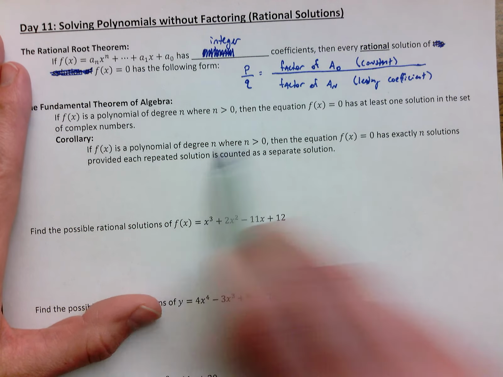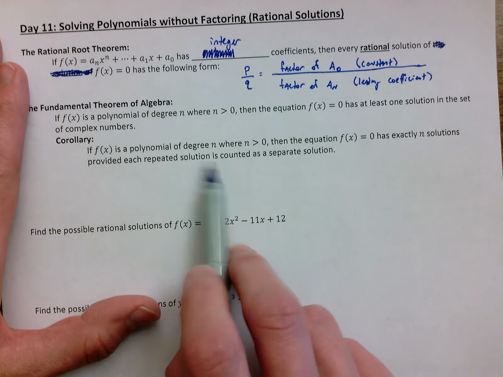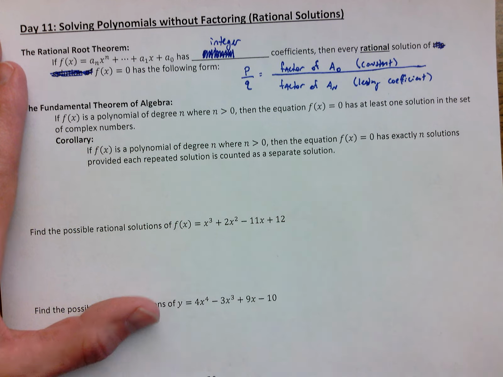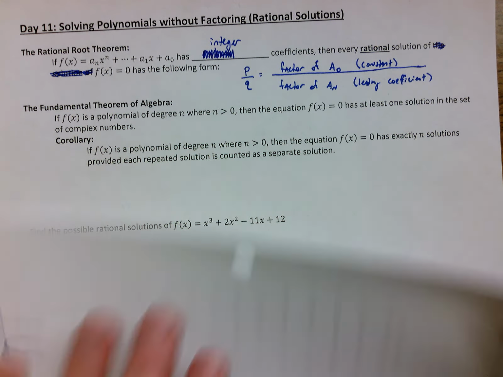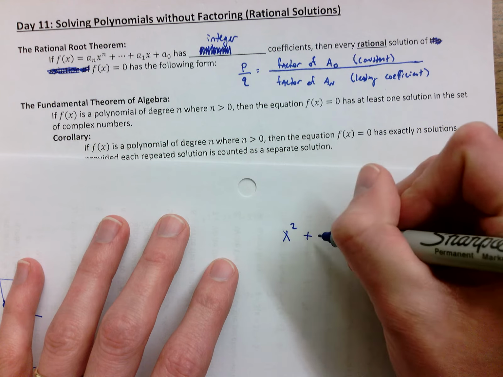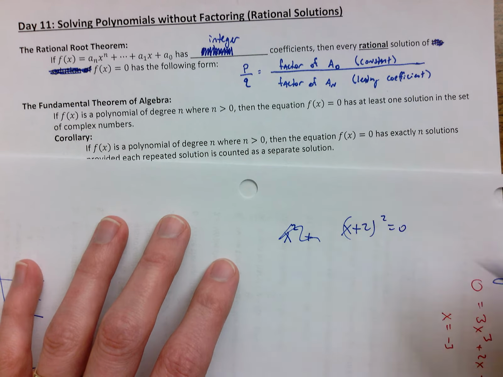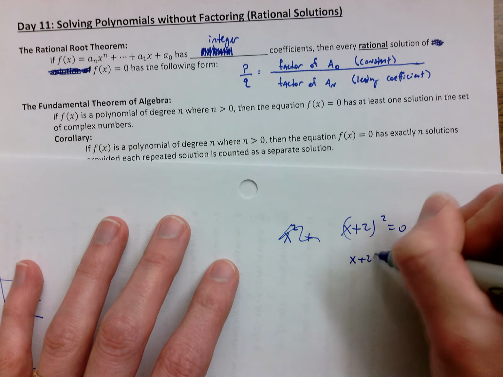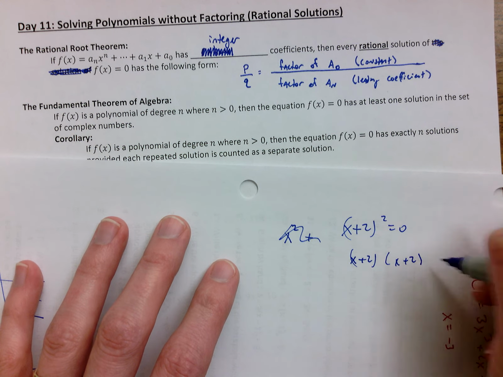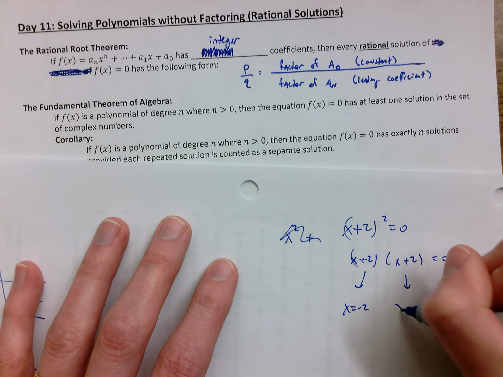If the degree is n, then it has exactly n solutions, assuming that you count any repeated ones as separate solutions. Okay, so as an easy one, let's make it this way: x plus 2 squared equals 0, right? I know that this would be x plus 2 times x plus 2, right?